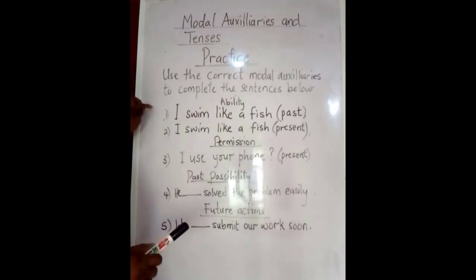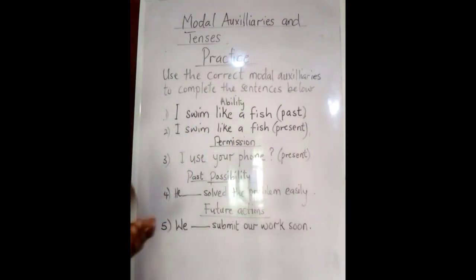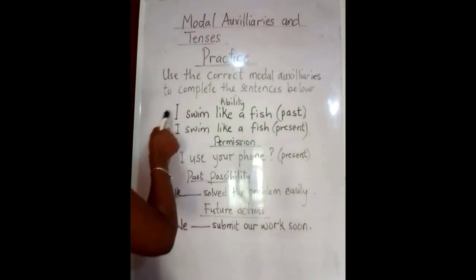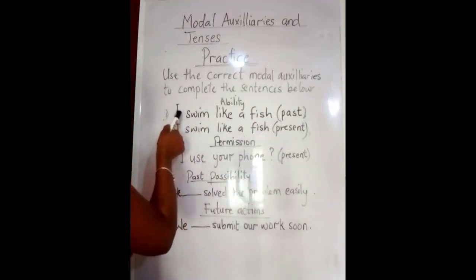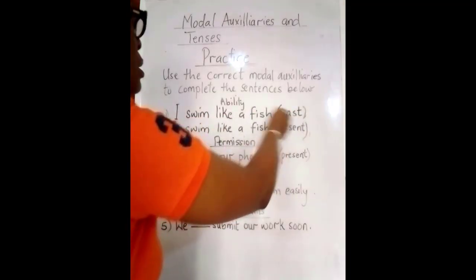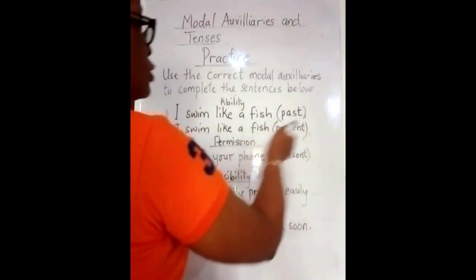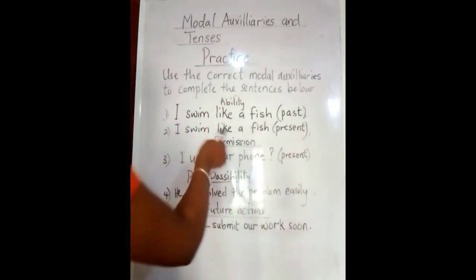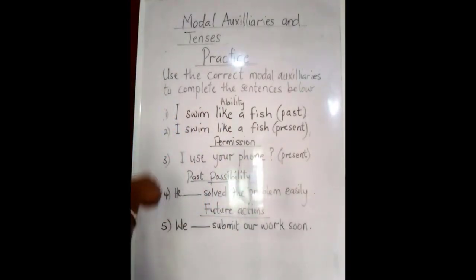Now the first 2 questions here, they are for ability. Remember, we considered modal verbs that we use to consider present or past ability. Okay, so the first one says, I swim like a fish, is in the past. So you slot in the correct modal auxiliary that should be put here to indicate that this is something in the past. And then the second one says, I swim like a fish. This is the present. So you use the correct modal auxiliary to complete this sentence to show that it's an action in the present. It conveys an ability in the present.